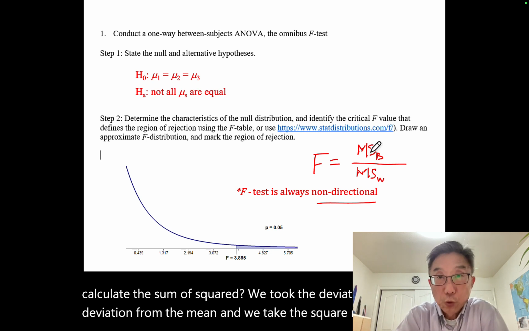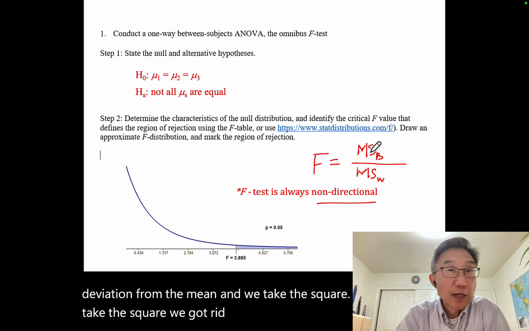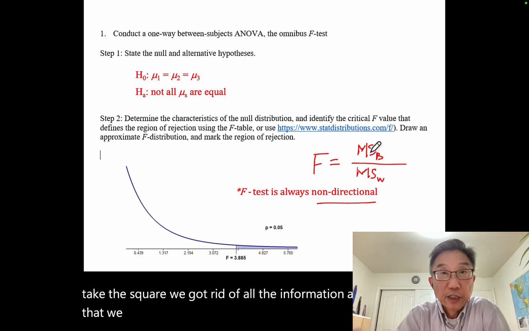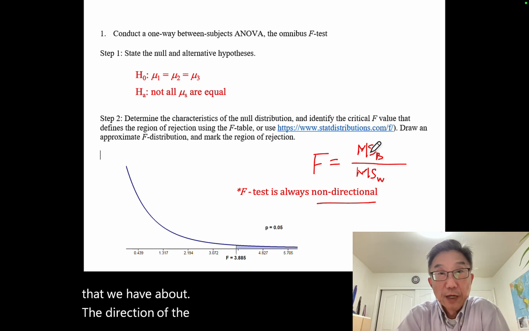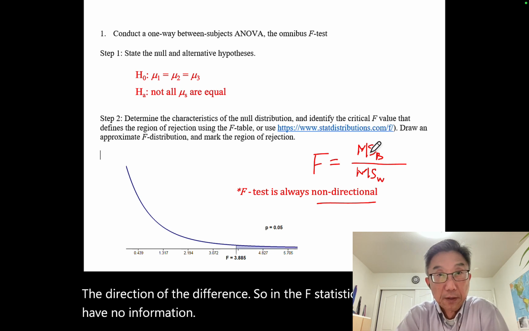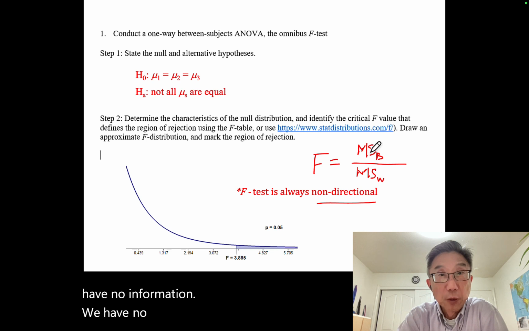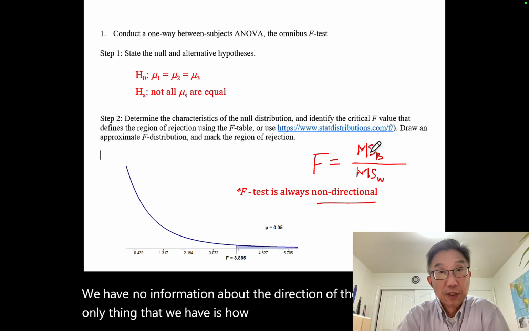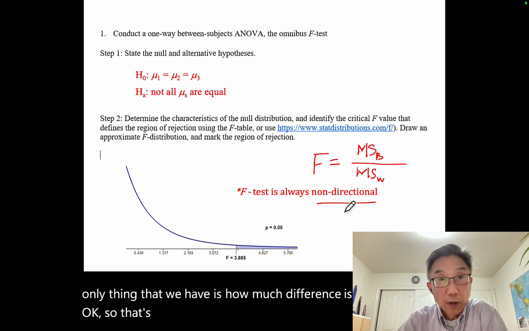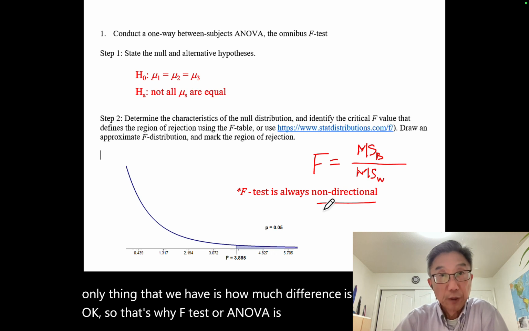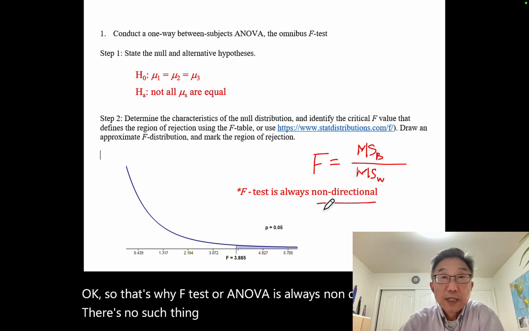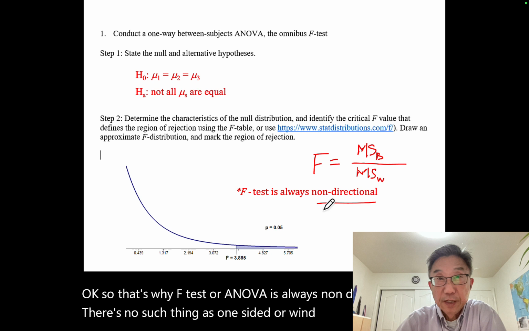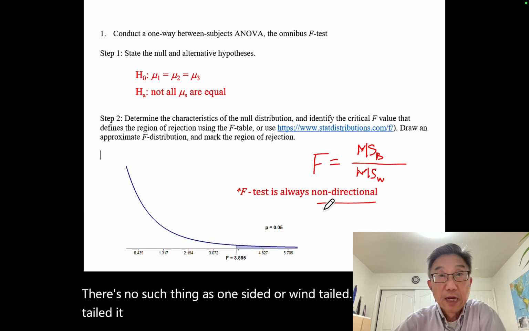Once we take the square, we get rid of any information that we have about the direction of the difference. So in the F statistic, we have no information about the direction of the difference. The only thing that we have is how much difference there is. That's why the F-test or ANOVA is always non-directional. There's no such thing as a one-sided or one-tailed F-test. It's always two-tailed. It is always non-directional.